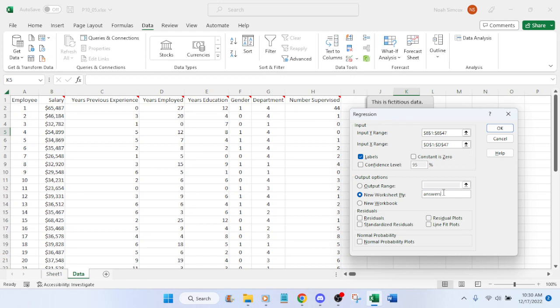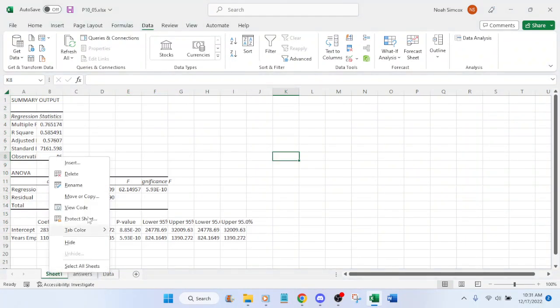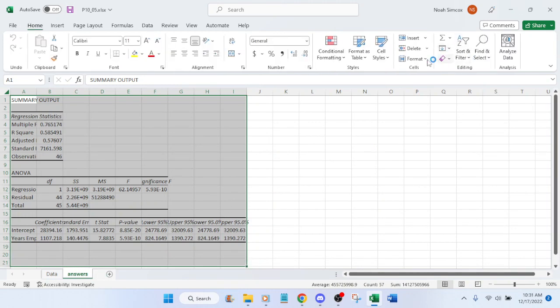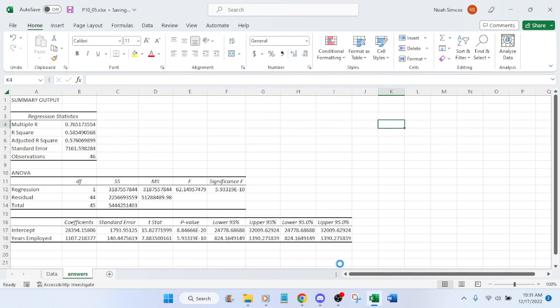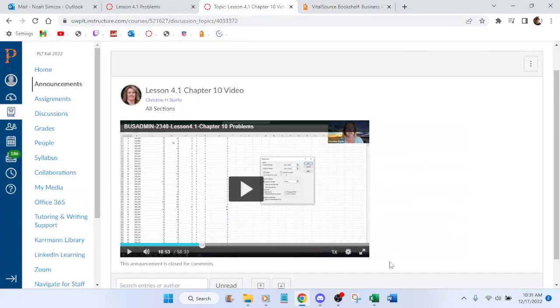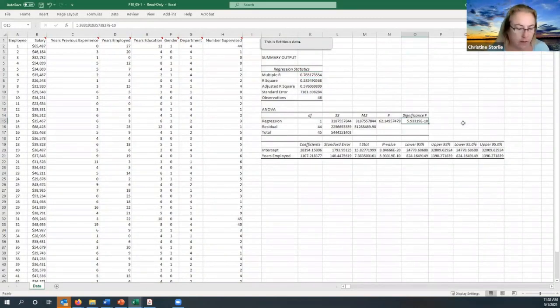Wow. It's the exact same. So for this, the first thing that was asked is if the model is significant and to interpret the least squares line. So if the p-value is significant.